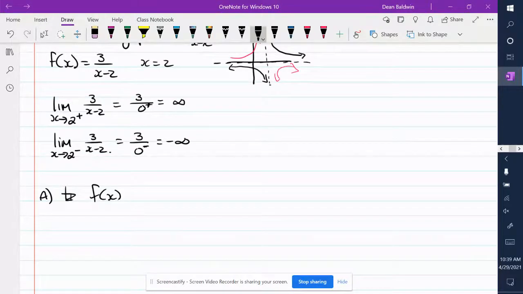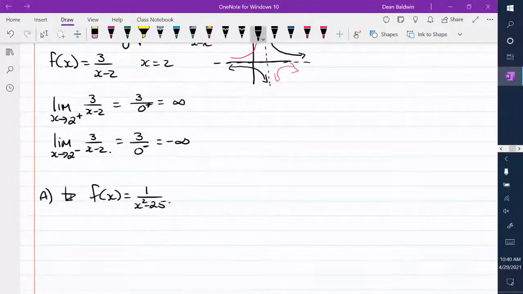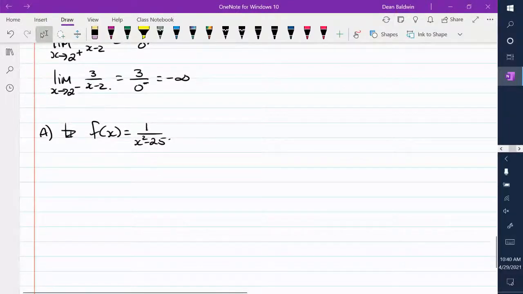f of x is equal to 1 over x squared minus 25. So I want to know where the vertical asymptotes are. Heck, tell me the horizontal. So what's the horizontal? Let's start with that. It'll be 0, right? If you put infinity into there, you're going to get 1 over infinity, which is 0.